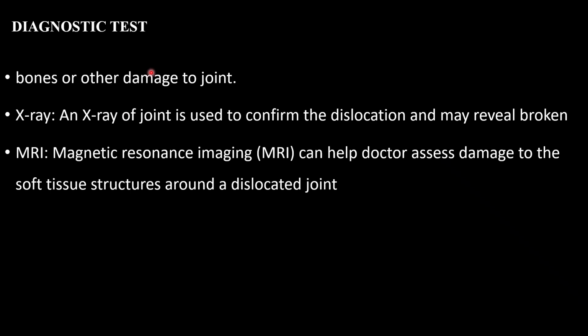Next we will see diagnostic studies. In the diagnostic stage, we look for other damage to the joints. X-ray of the joints is used to confirm the dislocation and may reveal a broken bone. Magnetic resonance imaging (MRI) can help a doctor assess damaged soft tissue structures around the dislocated joint.